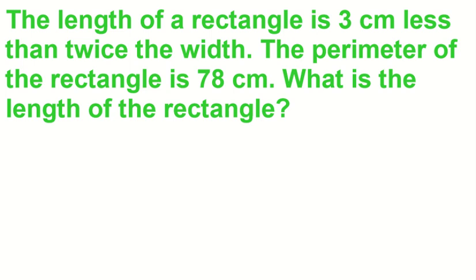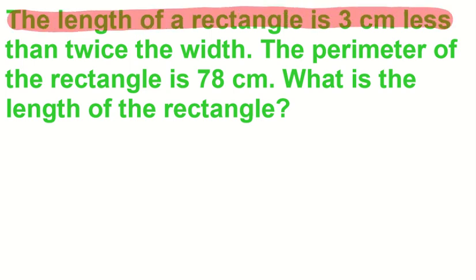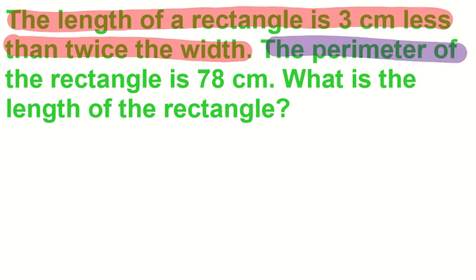When you are looking at these, what you're looking for is you're going to divide it up to get two equations. You're going to use two different sentences. So our first sentence is going to be our first equation. Our second sentence is going to give us our second equation. So for our first equation, I've got the length of a rectangle is 3 centimeters less than twice the width.